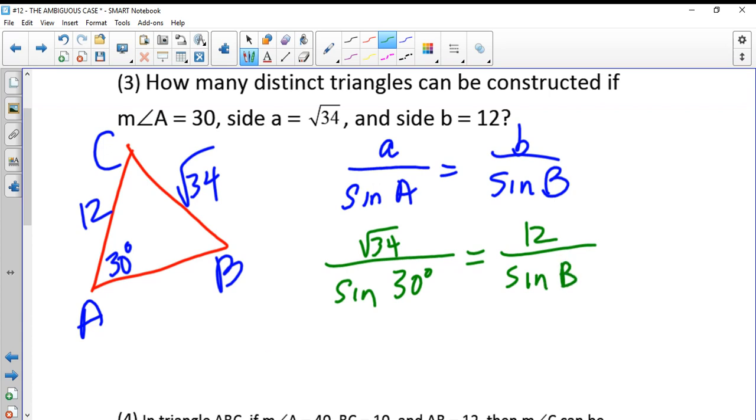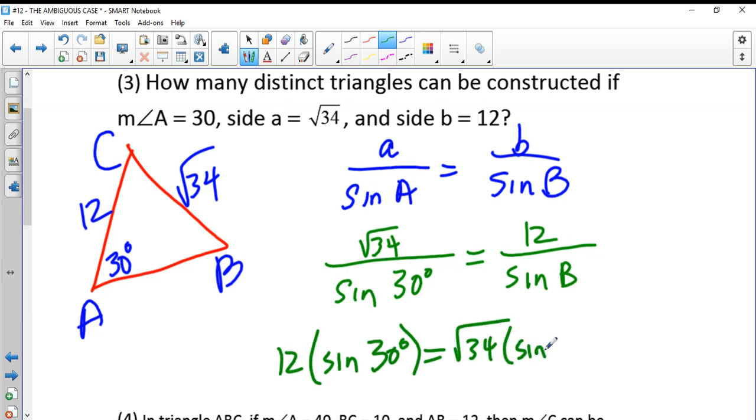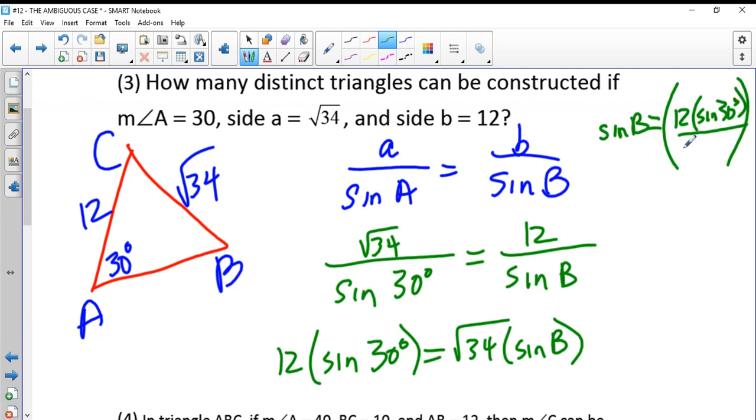Cross multiply. 12 times the sine of 30. If you're good, you know the sine of 30 is a half, so you could actually put that in there. But just in case you didn't remember that right now, we could keep going, and then we would divide both sides by the square root of 34. So I'm going to, again, come over here to the side. So we have sine of b equals 12 times the sine of 30 degrees all over the square root of 34. And then we'd have to take the inverse sine of both sides.